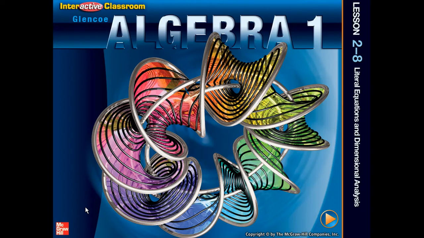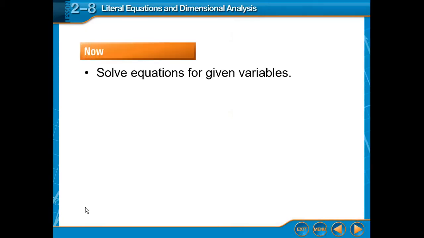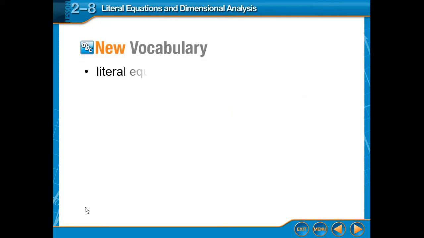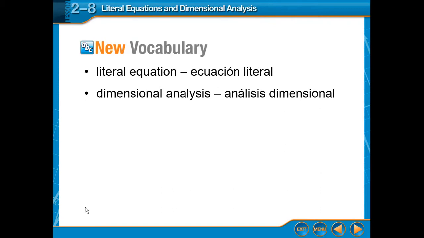Lesson 2.8, Literal Equations and Dimensional Analysis. In this video, you will learn to solve equations for given variables and use formulas to solve real-world problems. Some vocabulary for this section is literal equation, dimensional analysis, and unit analysis.